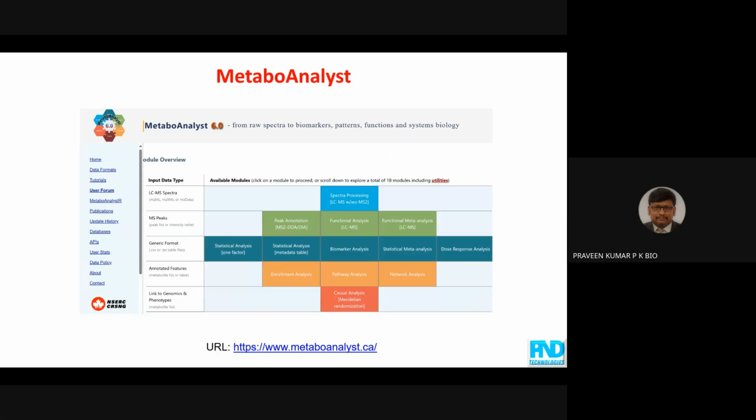I'm integrating this with a systems biology approach. And this MetaboAnalyst dot CA is from a Canada-based server where you can see this kind of integration of the data of MetaboAnalyst.